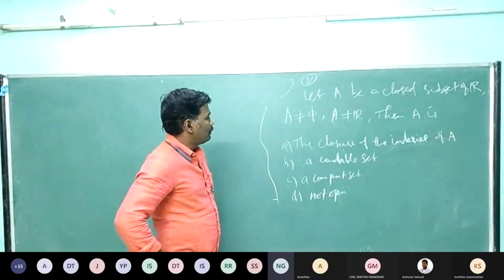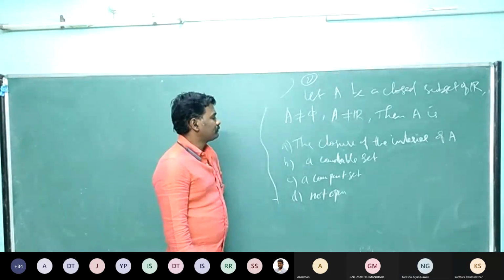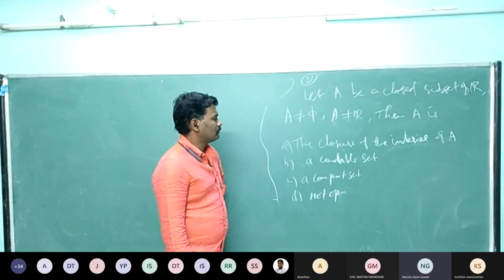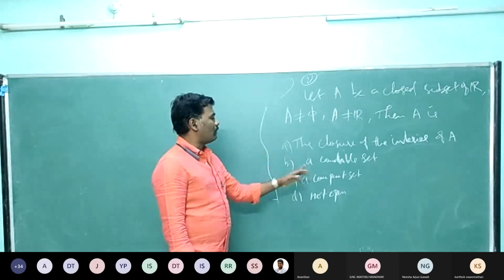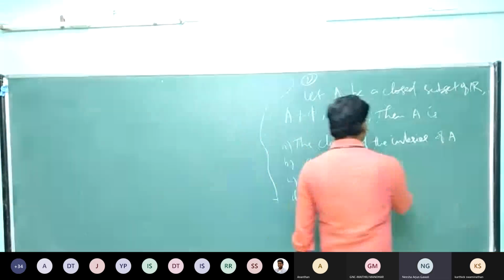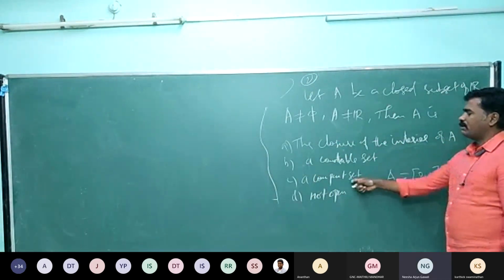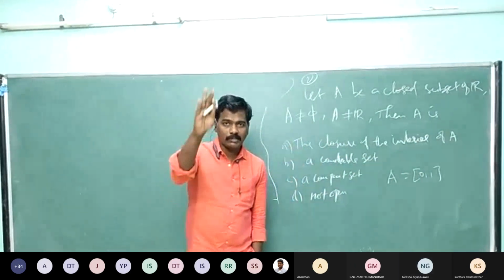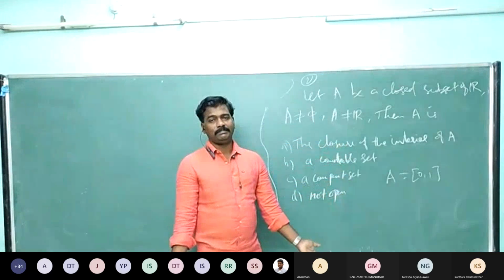Yes, sir. It is closed, so it is not open. Yes, clear. All options we do not conclude, but option D we say not open because it is closed. Okay, why will it not be compact? It may be compact, right? Yes, sir. A equal to [0,1] is a compact set as well as closed. Why will it not be true? You said 100% is correct. So given A is closed, clearly A is not open.